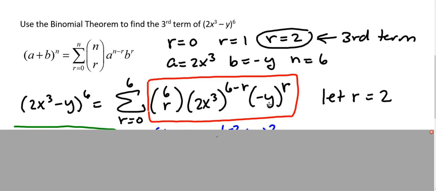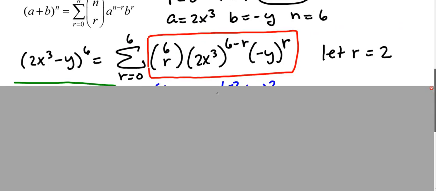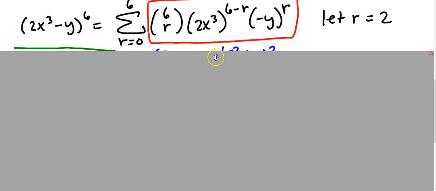Now, I want the third term. So remember that r equals 0 is my first term, r equals 1 is my second term, and r equals 2 would be my third term. Because when we go from 0 to 6 for our term numbers, we have 7 terms. But the 7th term is r equals 6, right? The first term is r equals 0. So we're a little off. We have to be careful about that. So I'm going to substitute 2 for r and then simplify.